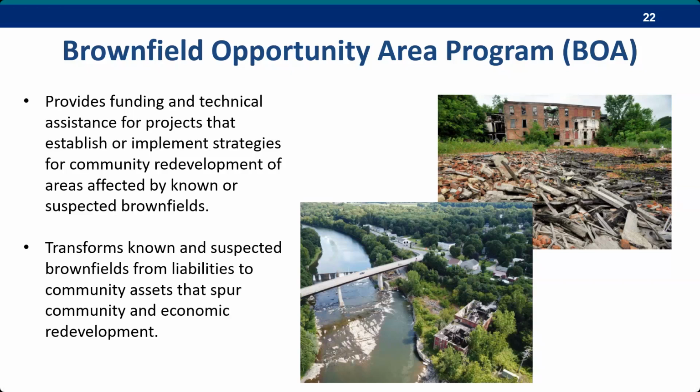The types of areas where program resources are being applied include industrial and manufacturing zones, commercial corridors, mixed-use neighborhoods, downtowns, and waterfronts. The primary objective of the New York State Brownfield Opportunity Area Program is to transform these known and suspected brownfields from liabilities to community assets, which generate business, jobs, and revenues for local economies and provide new housing and public amenities within the community.